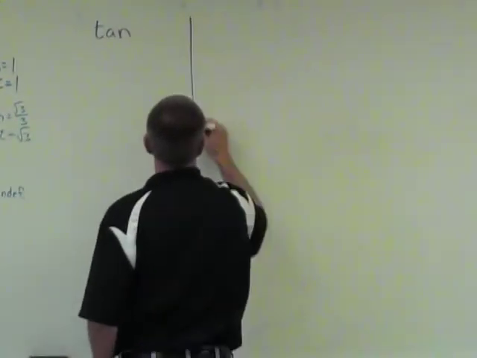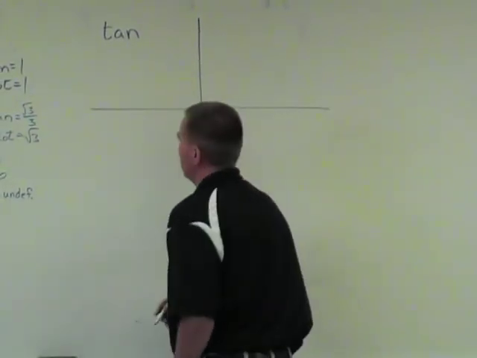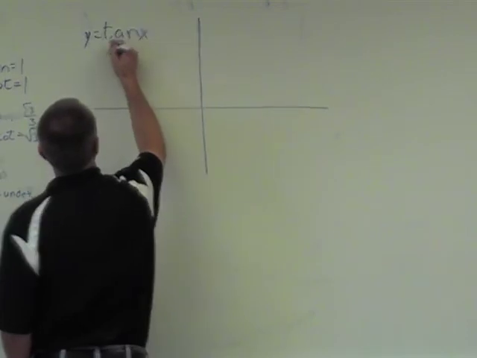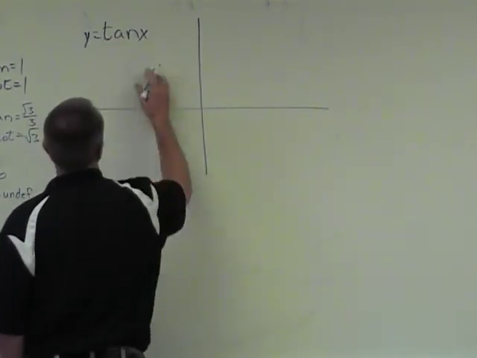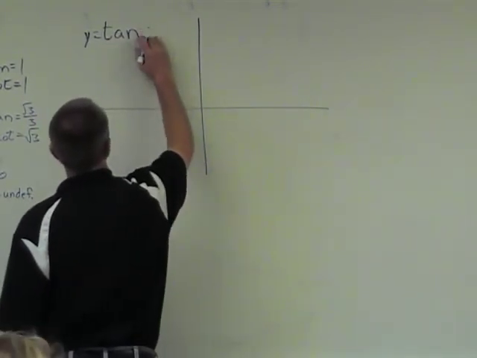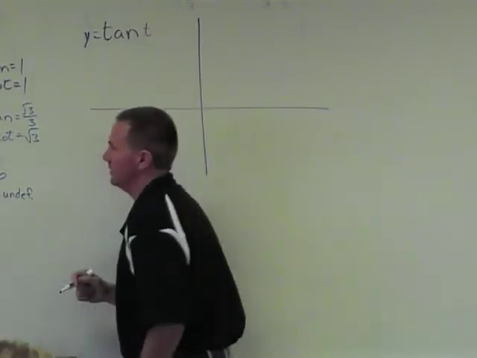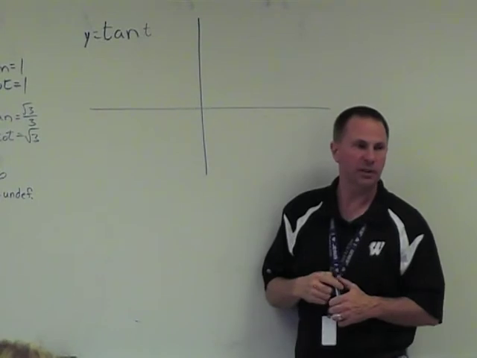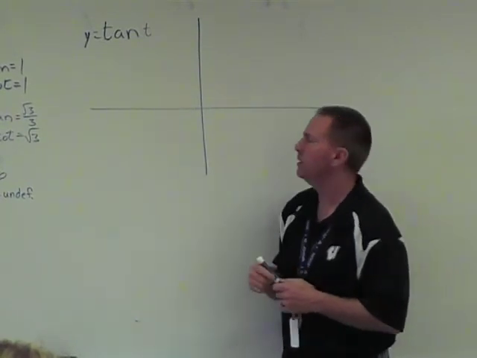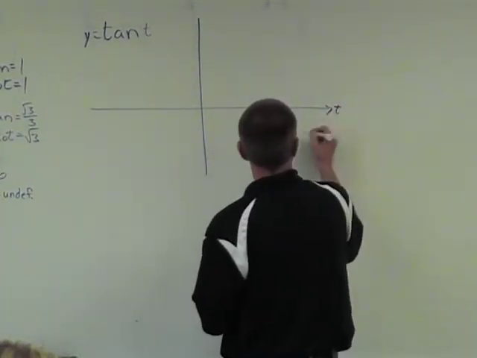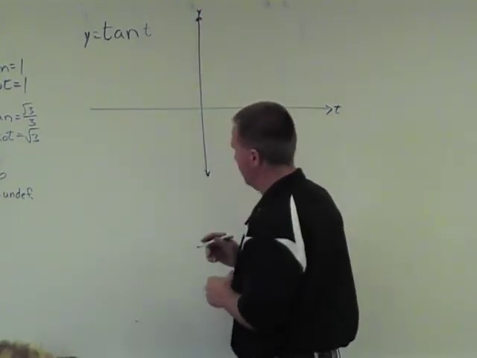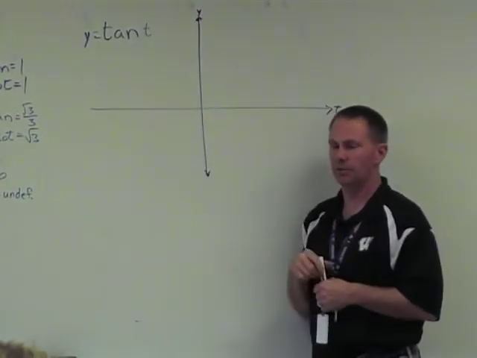Tangent. All right, so y equals the tangent of x. We should say it this way: the tangent of t, whatever t is. T is our pi values, or tangent of theta would be your degrees. Remember, this is going to be our t, and this is what we get for y when we're finished. T as x and y is okay.